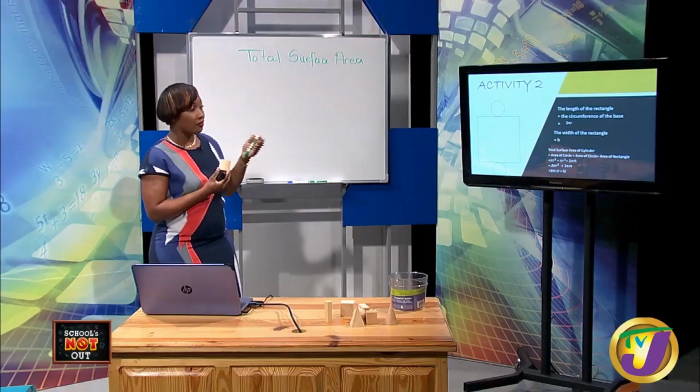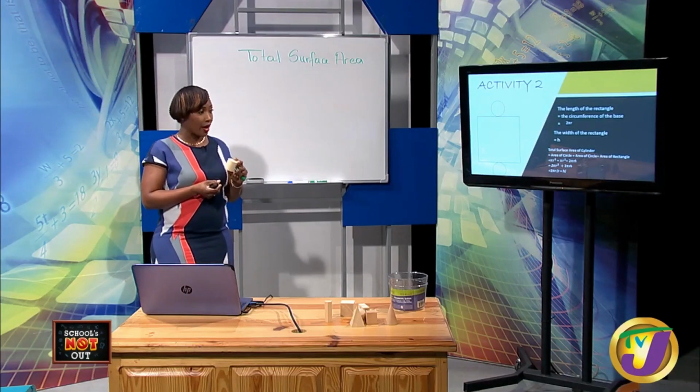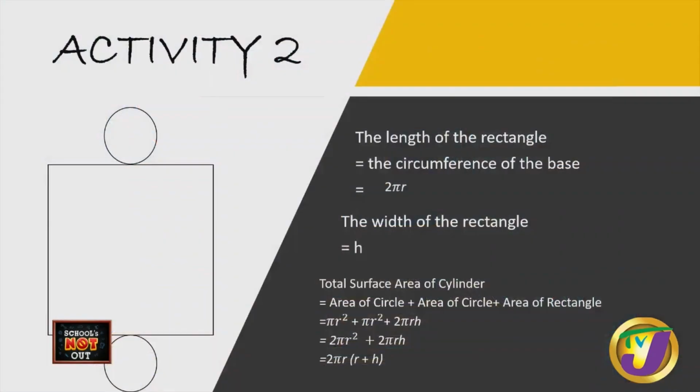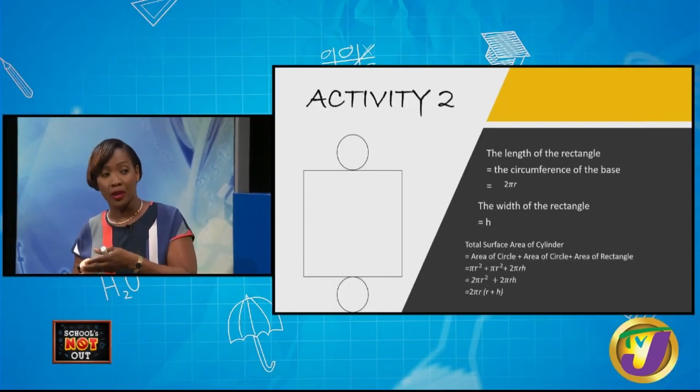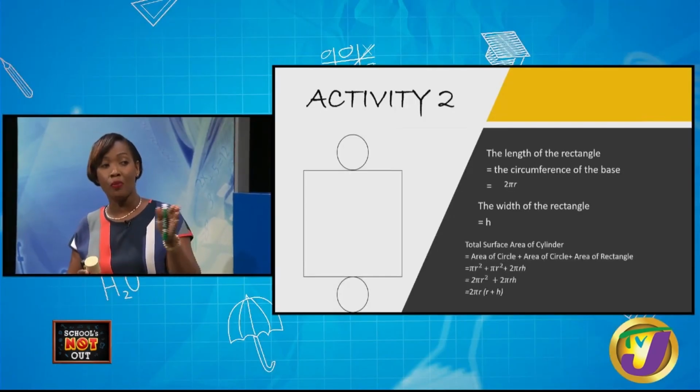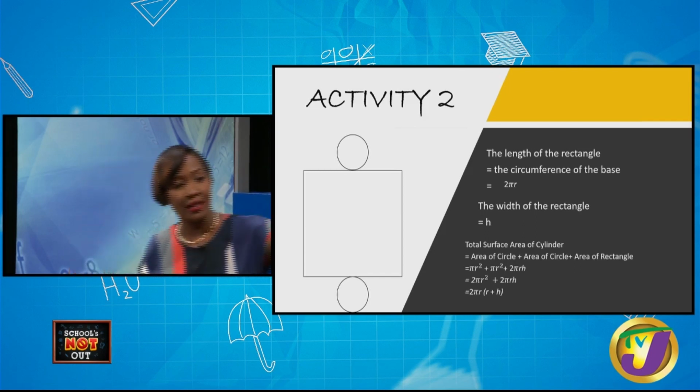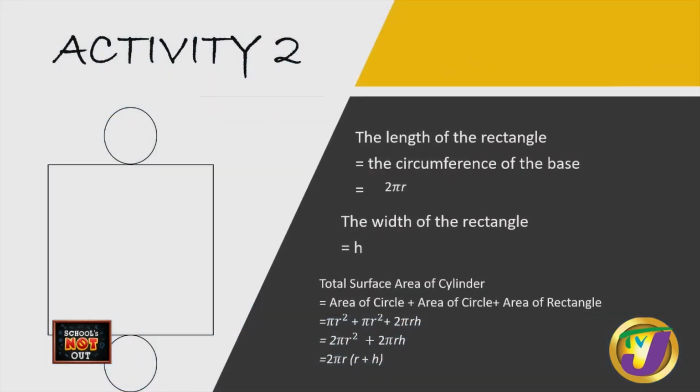And your area of a circle is pi r square. So you'd have pi r square plus pi r square. And then the area of the rectangle, as we mentioned before, one side would be 2 pi r, which is the same as the circumference, and the height of that cylinder.